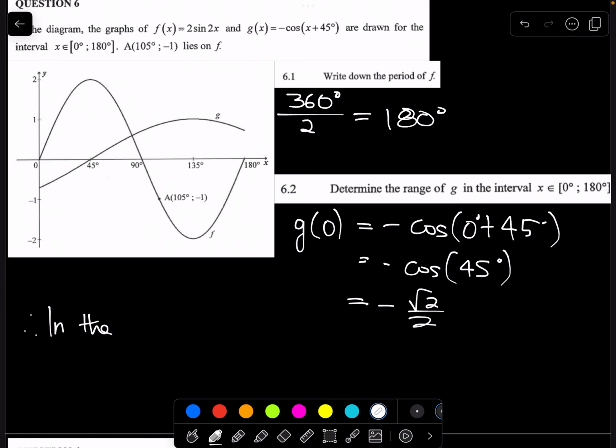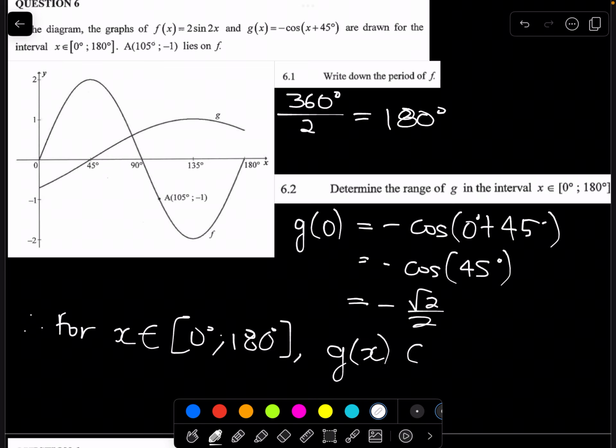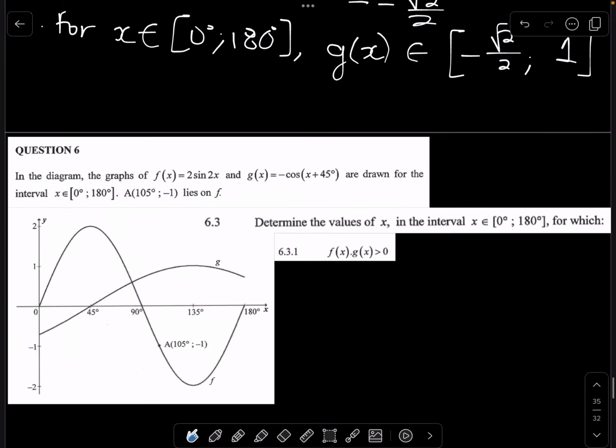for x in this interval, the range of the graph is going to be from negative root 2 over 2, included, and then the highest value of the function will be 1, included as well. Let's just check how we're doing so far. So far, so good. On to the next question.